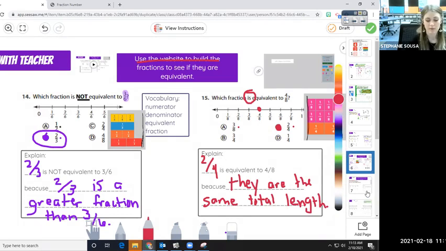Notice I don't just say because they are the same. That could be about the same color. It could be about the same website. I need to use math vocabulary. They are the same total length, okay?